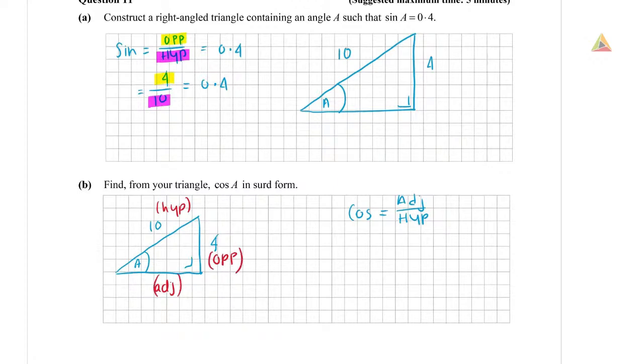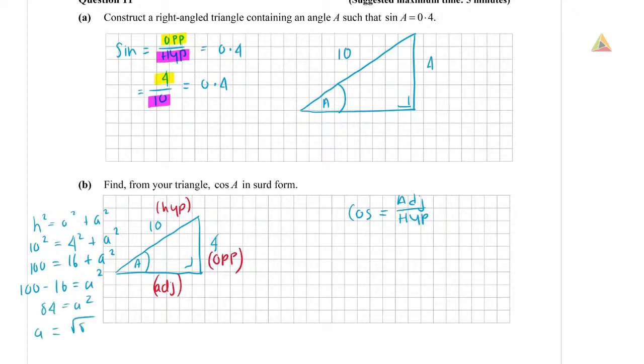Now we don't have what the adjacent is, but we can find out using Pythagoras' theorem. Pythagoras' theorem says the hypotenuse squared is equal to the opposite squared plus the adjacent squared. The hypotenuse in this case is 10, so 10 squared is equal to 4 squared plus the adjacent squared. So that's what we're looking for. 10 squared is 100, 4 squared is 16, plus a squared. We bring the numbers to one side, so 100 minus 16 gives us a squared. 100 minus 16 is 84. So a squared is 84, therefore a is the root of 84.